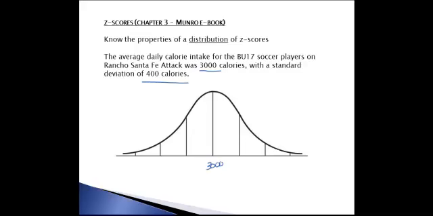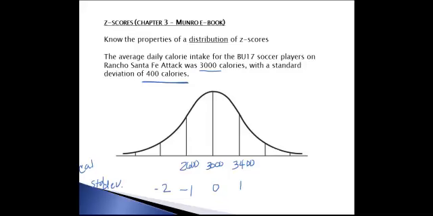Well, I told you earlier the mean was 0. Well, when we standardize it, it's 0. And if we go to the right 1 standard deviation, well, we know that the standard deviation is 400 calories. So this would be 3,400 calories. And then if we went 1 to the left, it would be 2,600 calories. Let me put calories here and standard deviations.